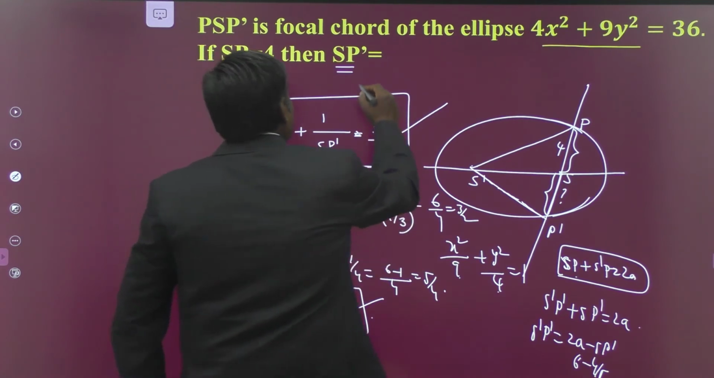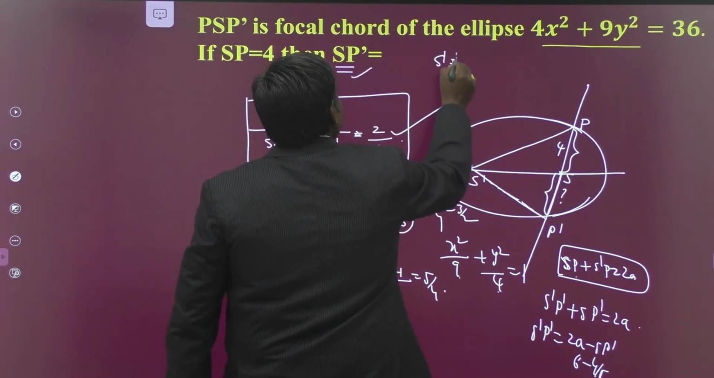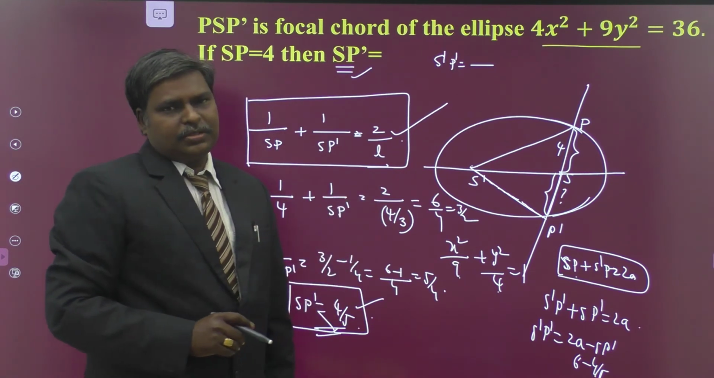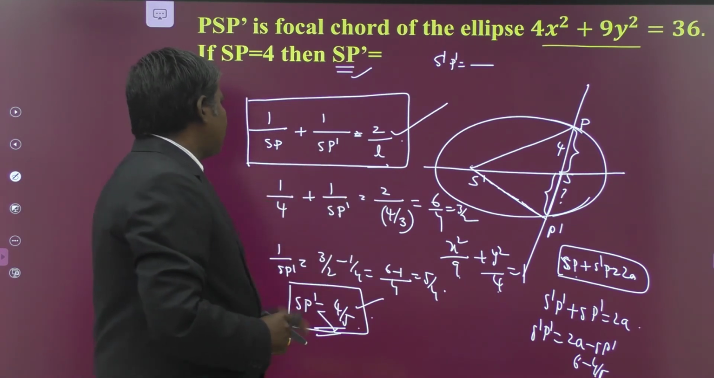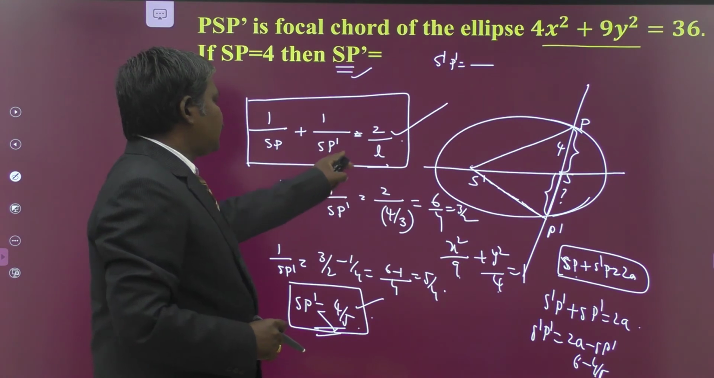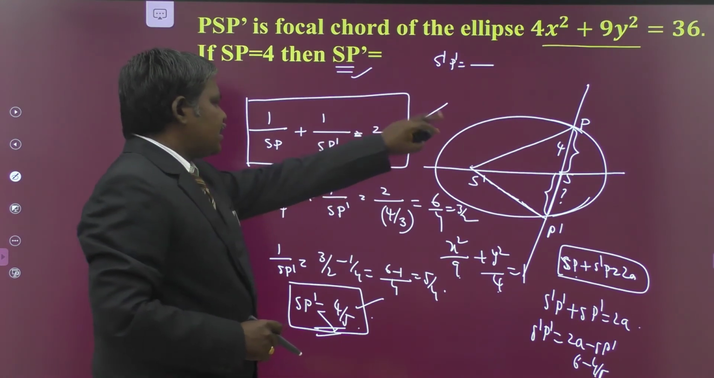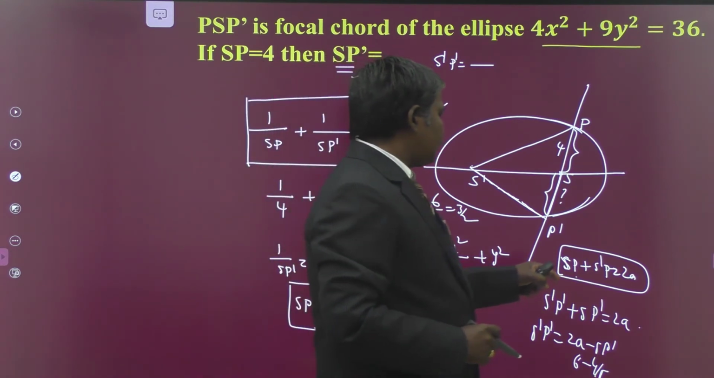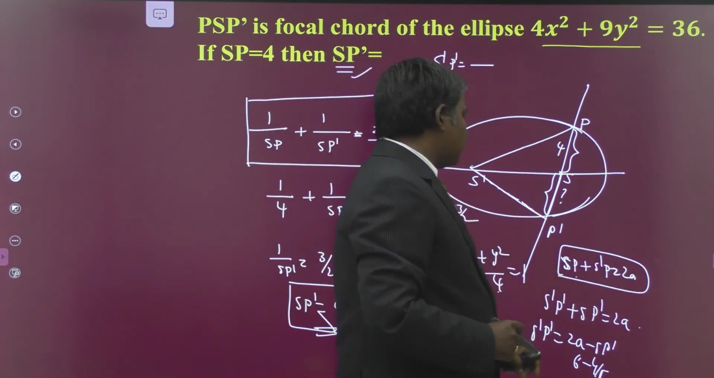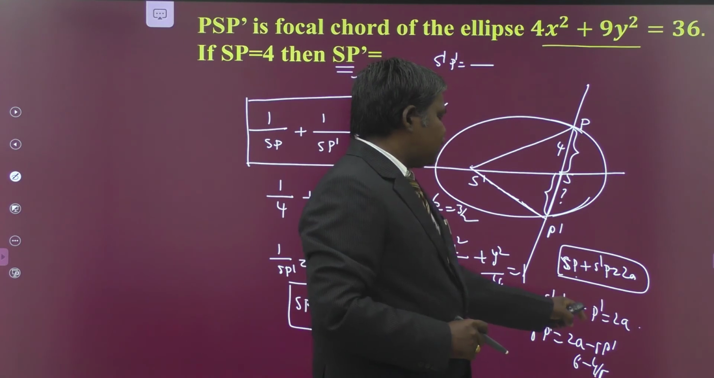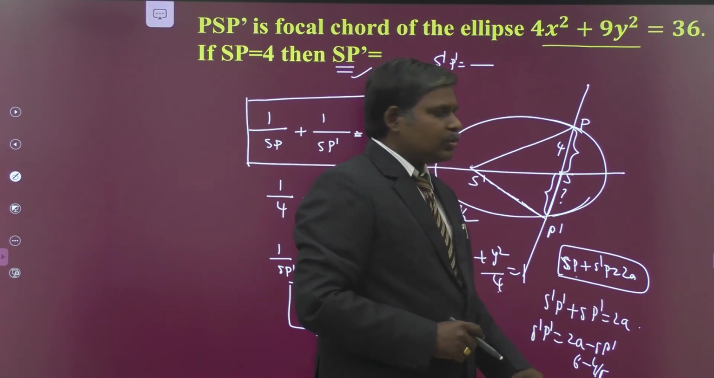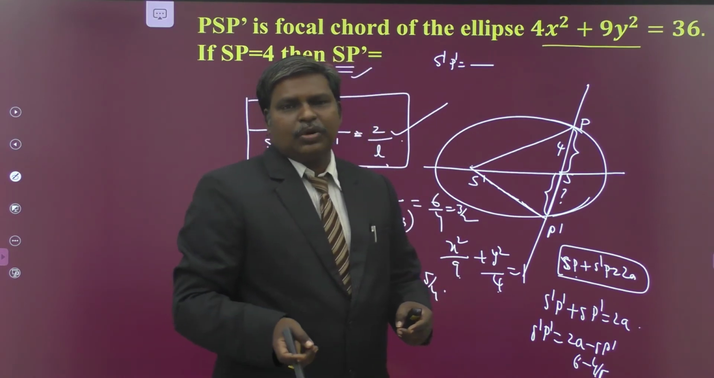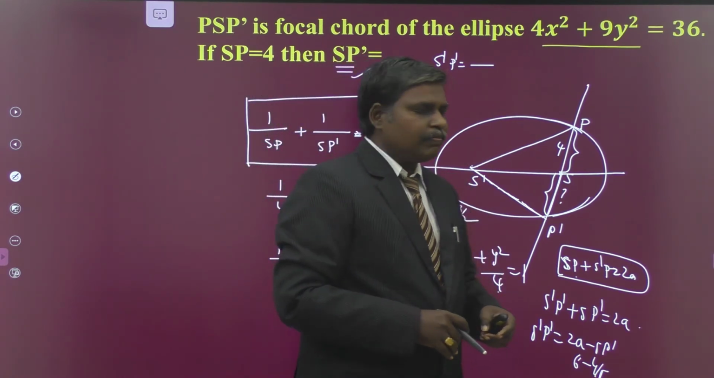So they are asking SP dash, and you can find S dash P dash also by using the focal property of the ellipse. Two things you have to remember, my dears. 1 by SP plus 1 by SP dash is 2 by L, where PP dash is a focal chord of the ellipse. At the same time, you have to remember SP plus S dash P is equal to 2A. Again, S dash P dash plus SP dash is also 2A, since P dash is also a point on your ellipse, you can apply the focal property to that one also. Okay?